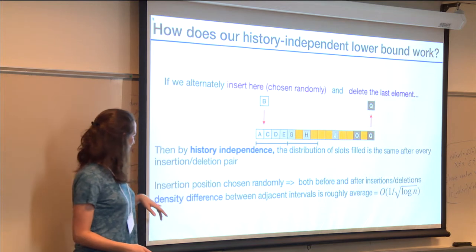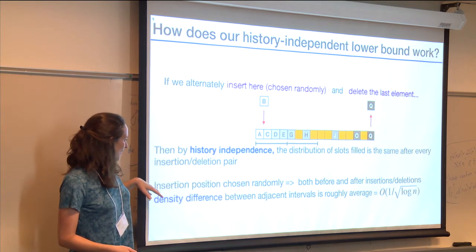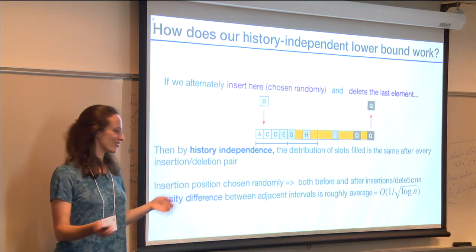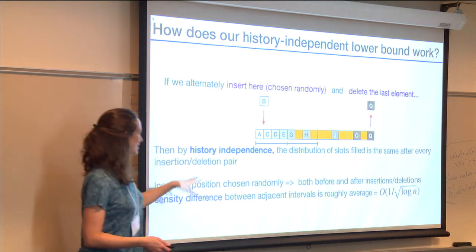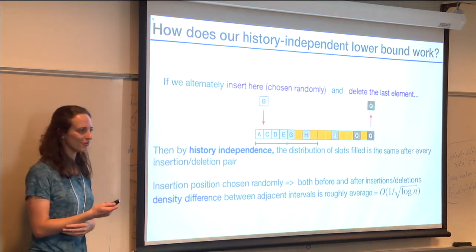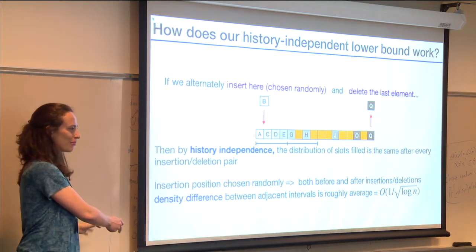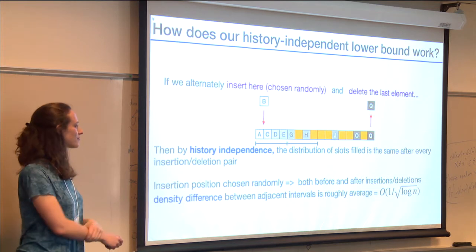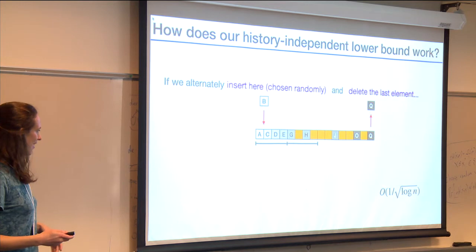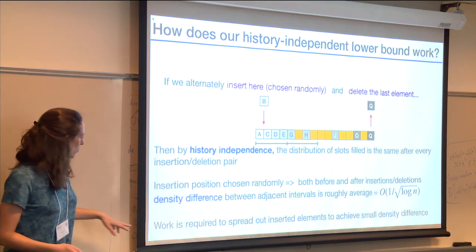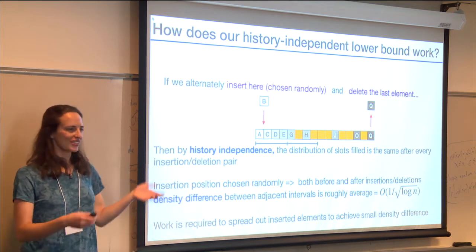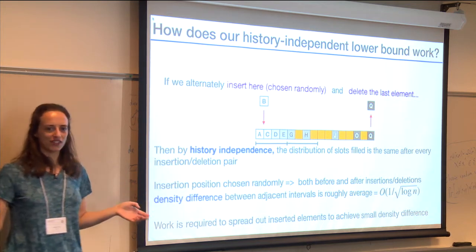And so we can say then that because the insertion position was chosen randomly, both before and after the insertions and deletions, the density difference between these two intervals is roughly 1 over square root log n, which is the average that was computed before and that I did not show. And then the idea is to say that work is required to spread out the inserted elements in order to achieve this density difference.